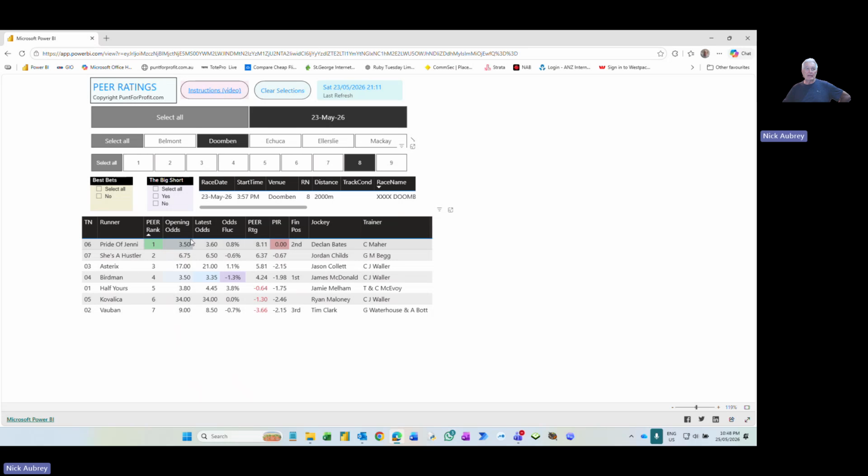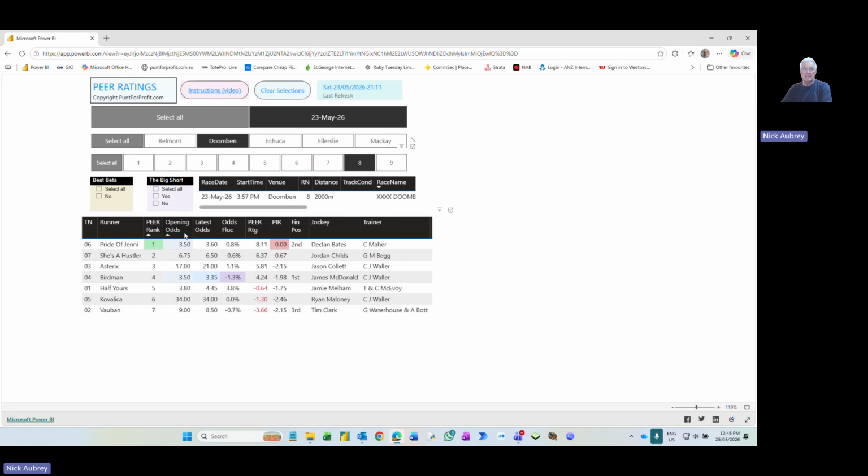The next column is the opening odds. This is the odds that Pride of Jenny was on a consensus approach. It's not strictly from one bookmaker, it's actually the median price for a number of bookmakers at about 9 o'clock in the morning. So it was $3.50.